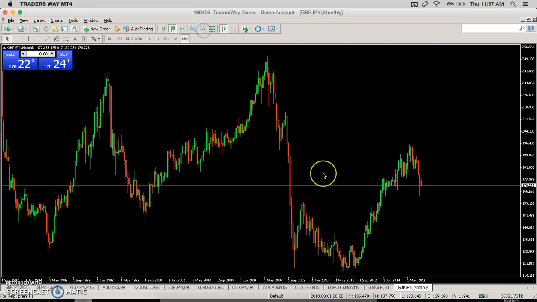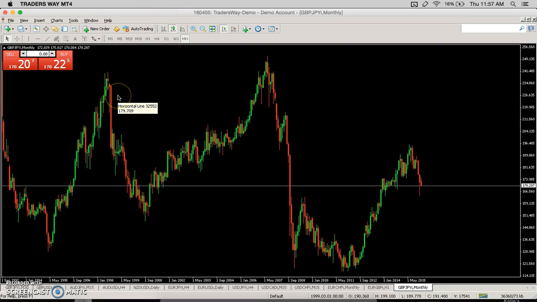Now, hopefully you guys already know that the higher the time frame, the stronger the supports and resistances. The higher the time frame, the more reliable a pair is. The higher the time frame, the less volatile it is. So higher time frames are key to understanding why the price does what it does.